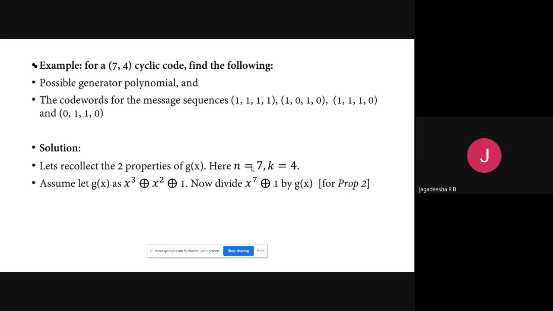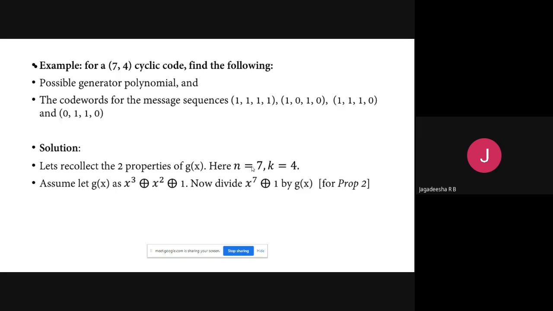So how to verify? When we say it's a factor, how to verify that? When I say 2 is a factor of 14, how do you say that? We have to divide, right? We divide 14 by 2 and it divides. I say 3 is a factor of 12. That means you have to divide 12 by 3 and it divides. Then it's a factor. Similarly, you have to divide x power 7 plus 1 by x cube plus x square plus 1, and check whether it divides or not.